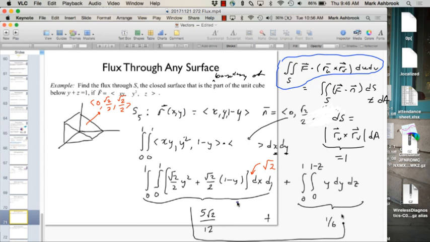So now what should this have been? Since it's just a factor of radical 2, we can just multiply the answer by radical 2, right? It's just a constant. And so what do we get? 5 times 2 is 10 over 12. 5/6, right? 10 over 12 is 5/6. 5/6 plus 1/6 equals 1. So the answer to this should have been 1, not this weird thing with a square root.